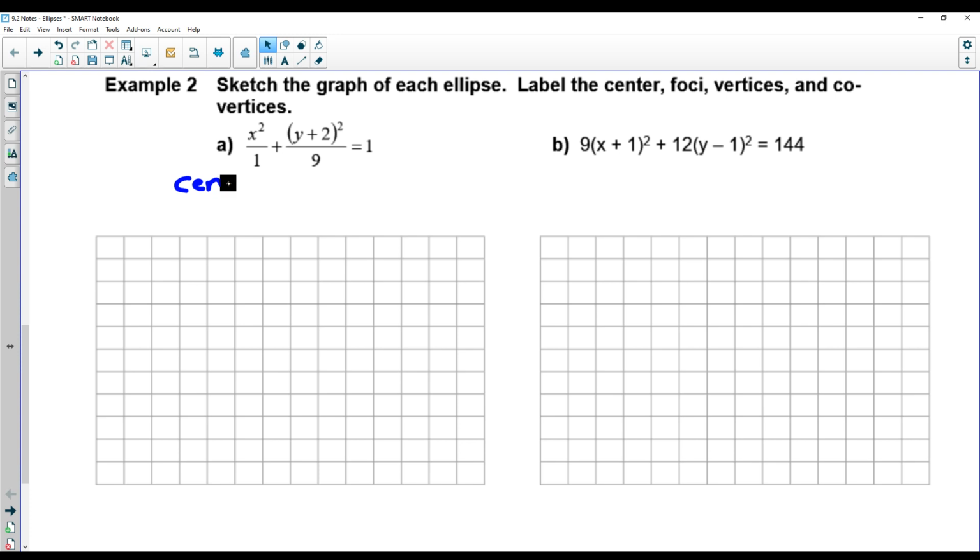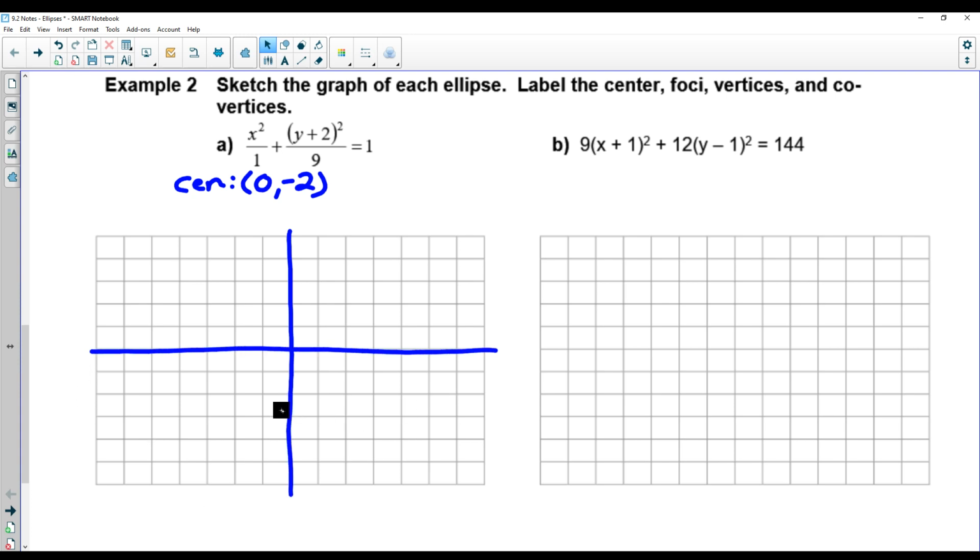The center, pulling it out of this equation, is nothing more than 0, -2, just changing the sign. There's no x minus 0 here. There's no value, so it's 0. And then a -2 when you pull it out, you just change the sign. So 0, -2 is my center for this ellipse. So I'm going to start there and graph that. There's my center. Everything is going to count off of that center. So make sure you never miss this point by negative. You'll miss everything.